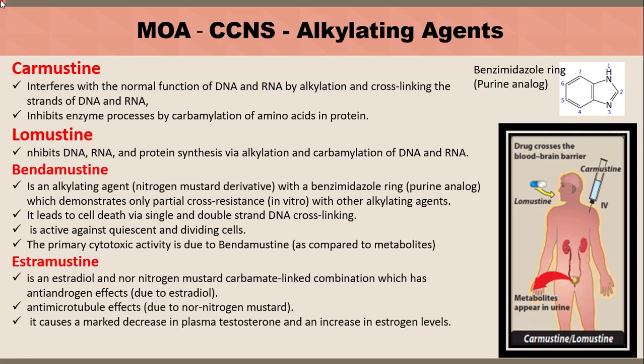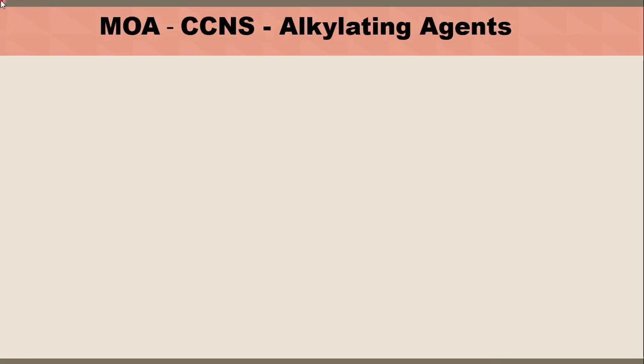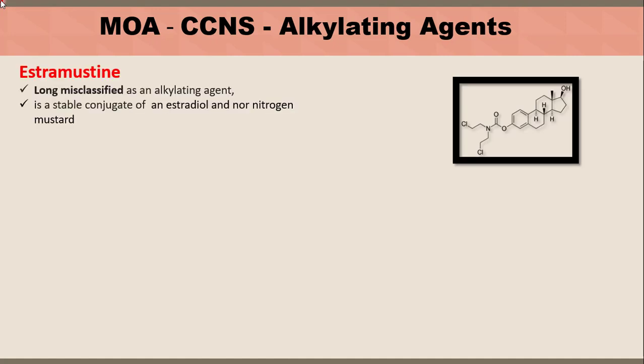Estramustine causes a marked decrease in plasma testosterone and an increase in estrogen levels. In this slide, we can do a little bit of deep diving into estramustine's mechanism of action to be fully understandable. Here is the estramustine chemical structure. Estramustine, long misclassified as an alkylating agent, is a stable conjugate of an estradiol and nor-nitrogen mustard.